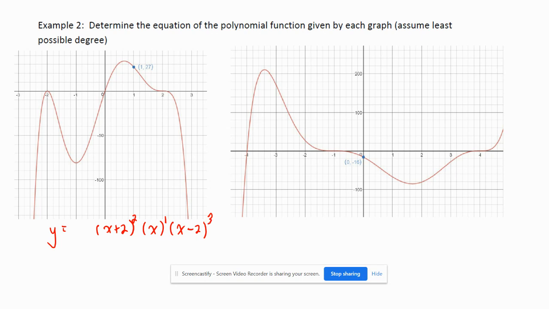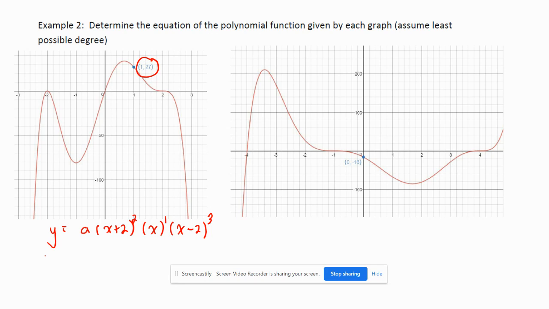Okay, perfect. So that's what we have so far. Now, what we don't know right now is what the leading coefficient is going to be. So we're going to put in an a value for the leading coefficient, and we need to solve for what this a value actually is. To do that, we're going to use this point right here. Anytime a graph passes through a point, like it does here at (1, 27), we're going to use this as x and y, plug it into our equation, and then solve for a.